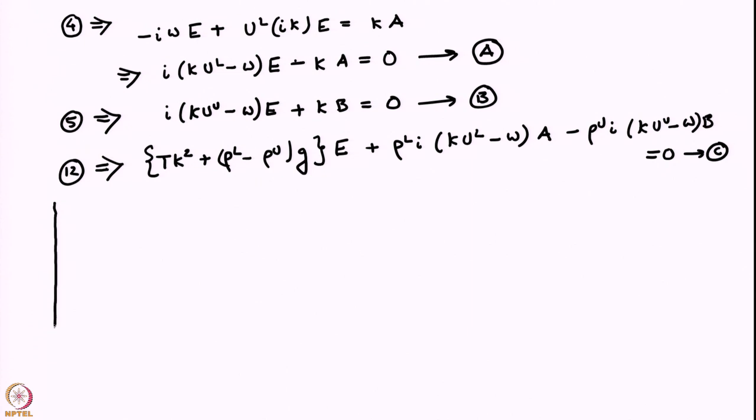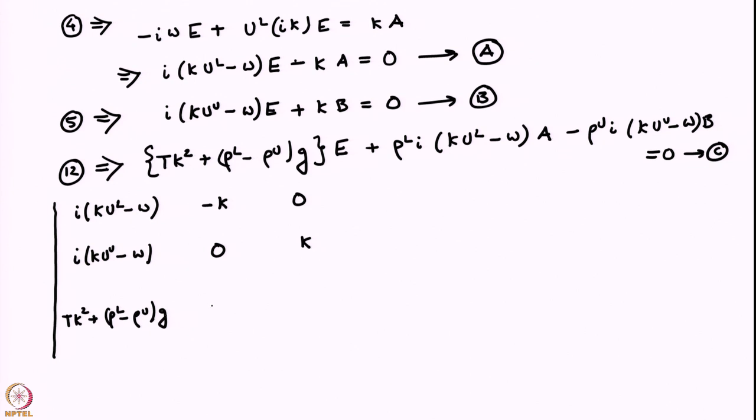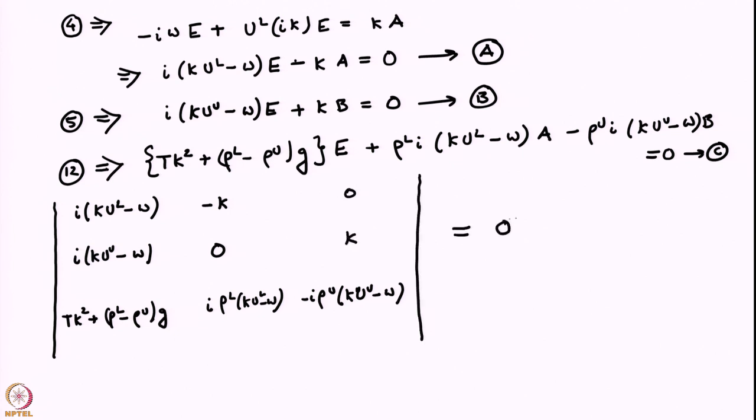So I am going to write down the determinant. The determinant is: i(k u_l minus omega), minus k, 0; i(k u_u minus omega), 0, plus k; and the third row is (T k squared plus (rho_l minus rho_u) g), and then i rho_l (k u_l minus omega), and then minus i rho_u (k u_u minus omega), 0. This determinant is equal to 0. Once again a 3 by 3 determinant, you can easily work it out. If you work it out with two or three lines of algebra, you can recover the dispersion relation, which I am going to write here.